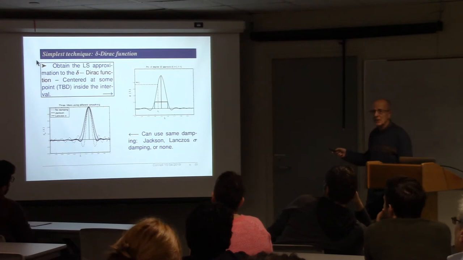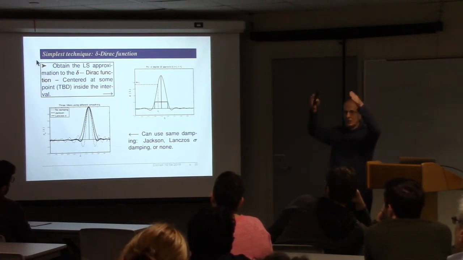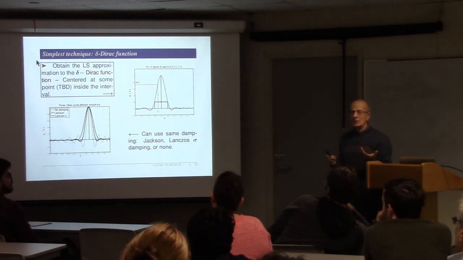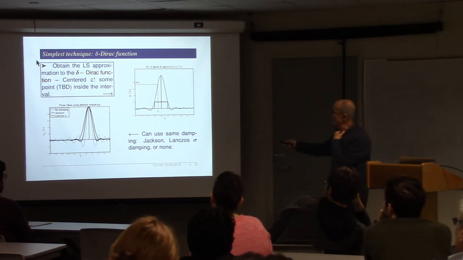There are a lot of reasons why we did this. Initially, we wanted something that has a plateau within the interval and then goes down. It turned out not to be essential to have that. It's much better to have an approximation of a function like this. It goes by different names, but it's simply the least squares approximation of the Dirac function.